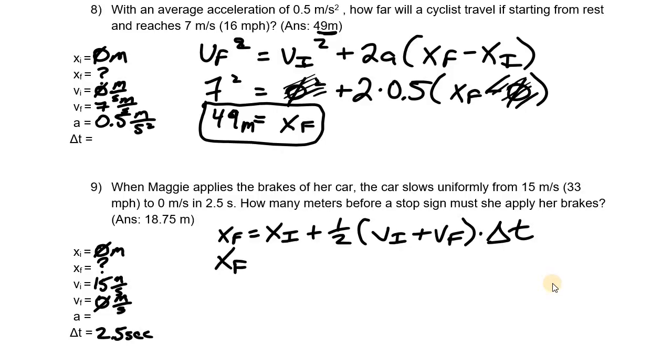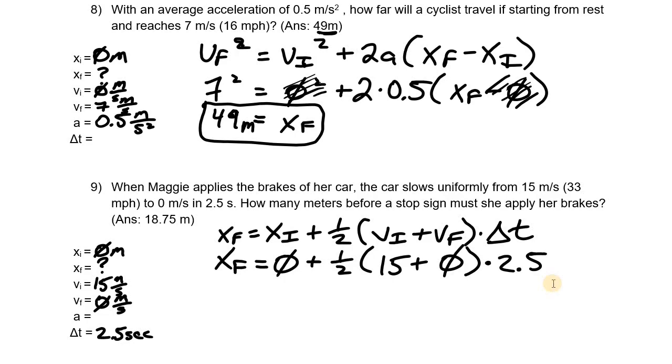All right, so here we go. We got 0 plus 1/2 our initial velocity plus final velocity, times our 2.5 seconds. This doesn't provide any value. This doesn't provide any value. So all we're left with is 1/2 of 15 times 2.5. You plug that in the calculator. Once again, this is 1/2 times 15 times 2.5, and we plug this in the calculator and we will get our answer.